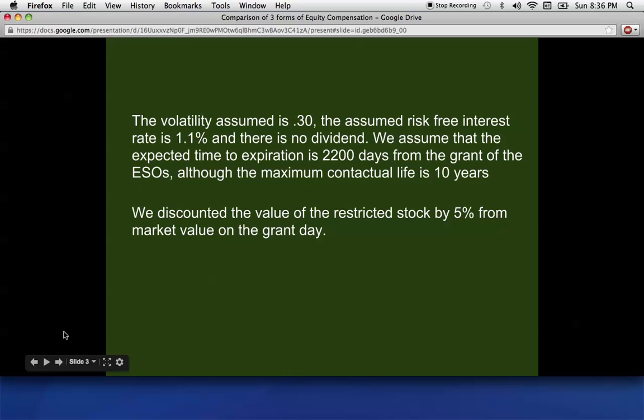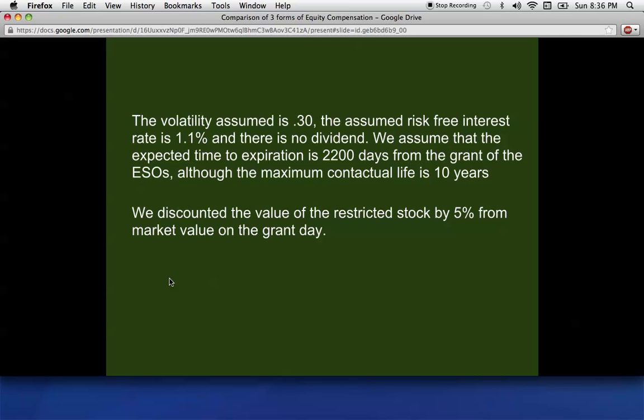Okay, so we're going to assume here a volatility of 30. We're going to assume the risk-free interest rate is 1.1% and there is no dividend. We assume that the expected time to expiration is 2,200 days from the grant of the ESOs, although the maximum contractual life is 10 years. And we discounted the value of the restricted stock by 5% from the market value on the grant date.